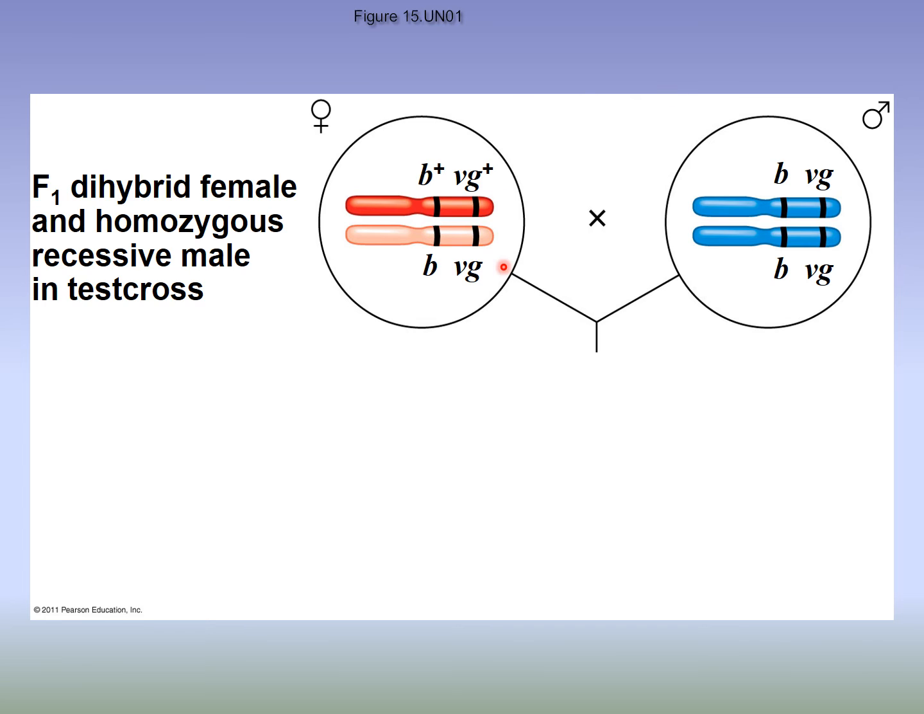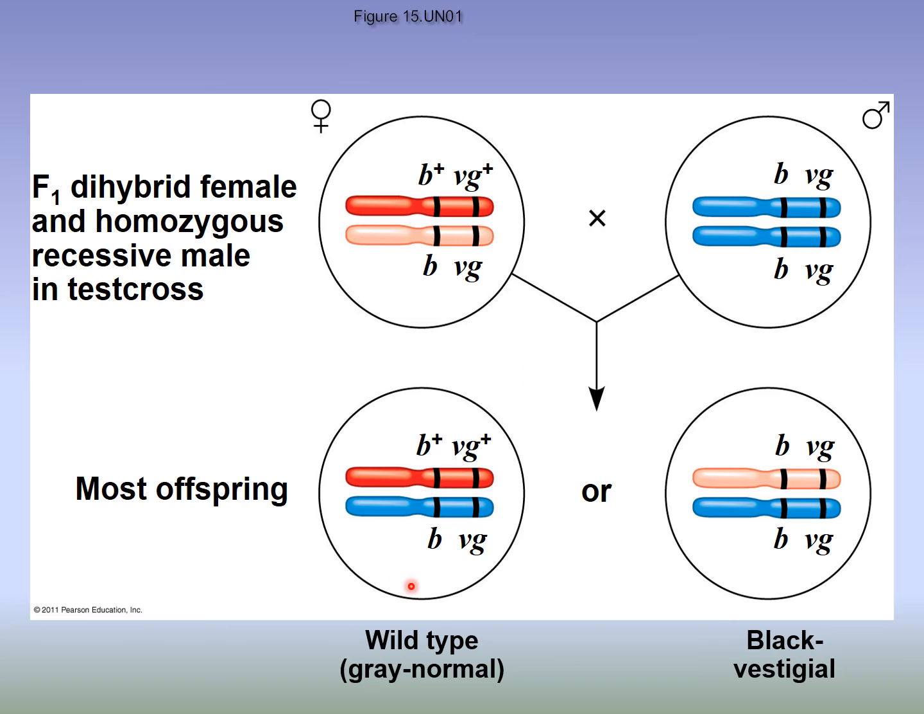Now this figure shows that cross. Basically, we have the F1 dihybrid female and the homozygous recessive male with the cross, and then of course the results. The results were basically the parental phenotypes. Most of the offspring were either the wild type, which is gray with normal wings, or black with the vestigial wings. It's the same as the parental phenotype. This is what led him to believe that these genes must be on the same chromosome because they're inherited together. If they were not inherited together, you would see different combinations.